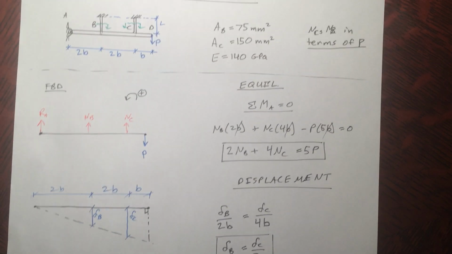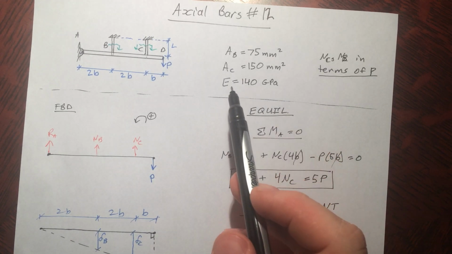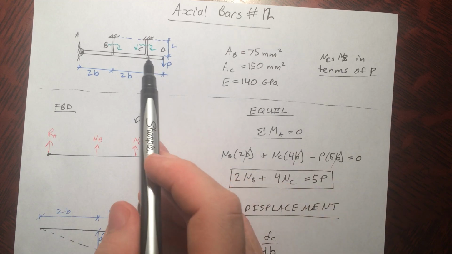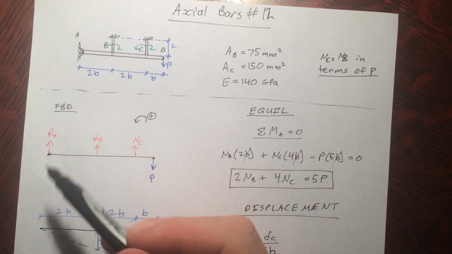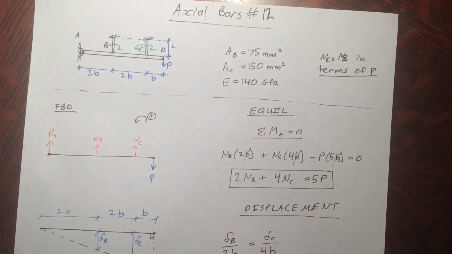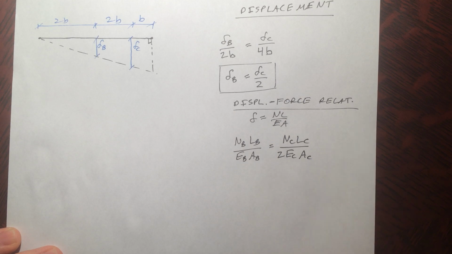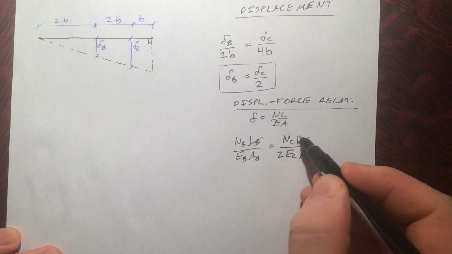Okay, now we've been given a few of these values. We know the area of B and C. We're told that E is 140, and the E is the same for each of these. It's made out of the same material. I'm told that they're both of a length L, and we don't need to know that length because, as you can see here, if LB equals LC, this goes away.